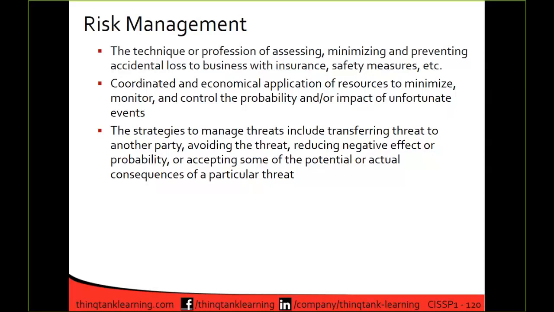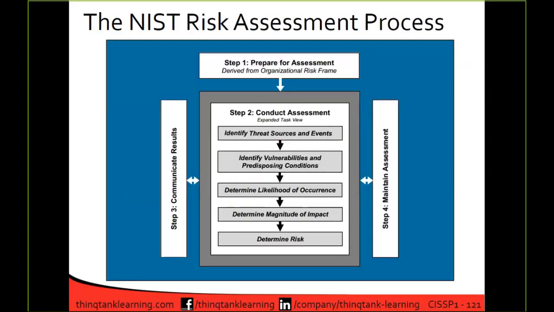Very, very simple concept. The strategies to manage threats include transferring the threat to another party, risk transfer, avoiding the threat, risk avoidance, reducing the negative effect or probability, risk mitigation, or accepting some of the potential or actual consequences, risk acceptance. We talked about these four things previously, and that's really what we're going to talk about in detail as we move through this chapter here.